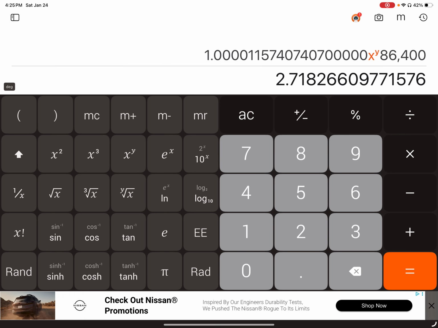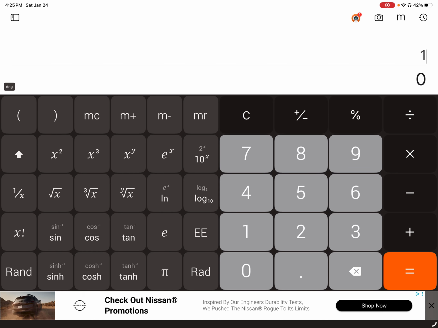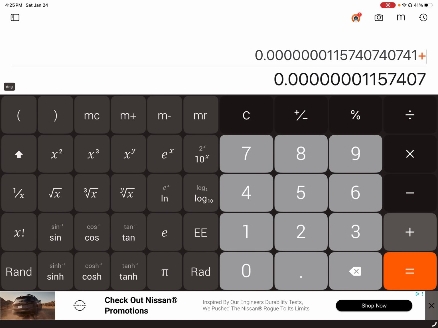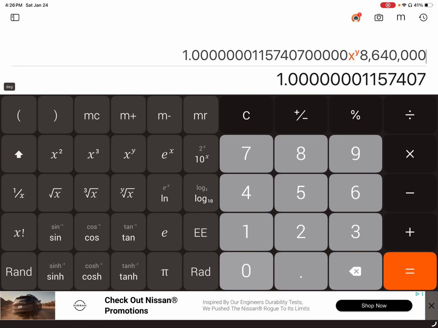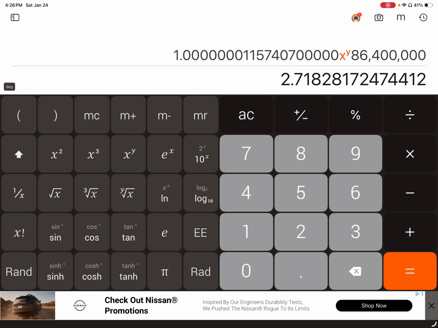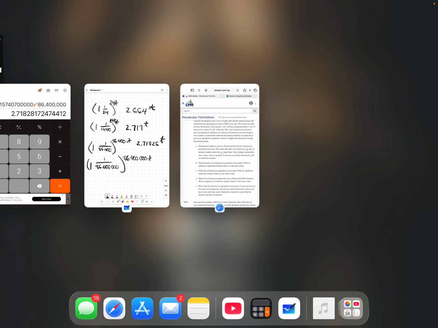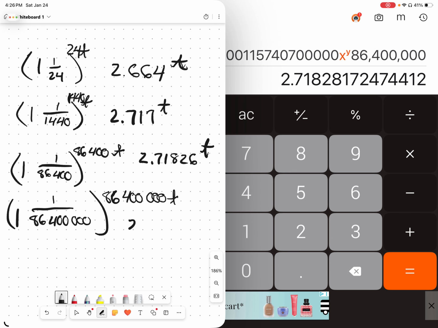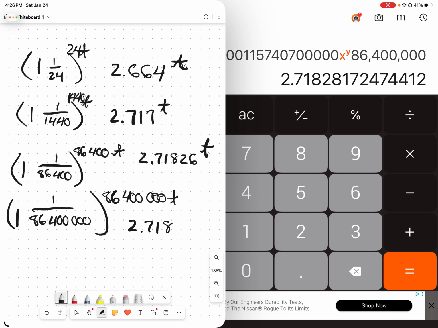And then the last one here, we have 1/86,400,000 plus 1, and then we raise that to the 86,400,000, and we get 2.71828. So 2.71828 raised to the t, right?